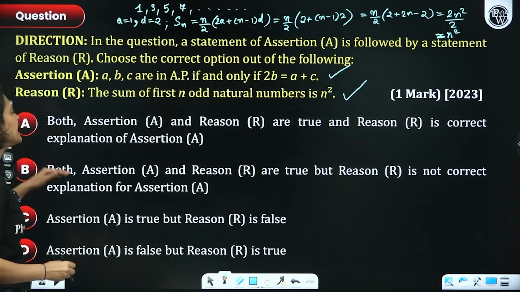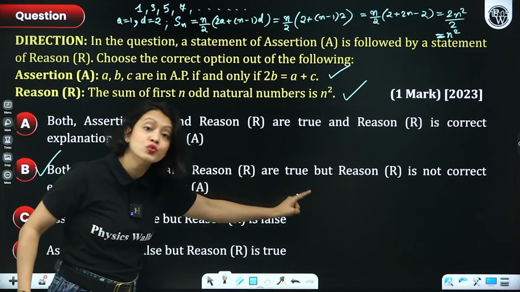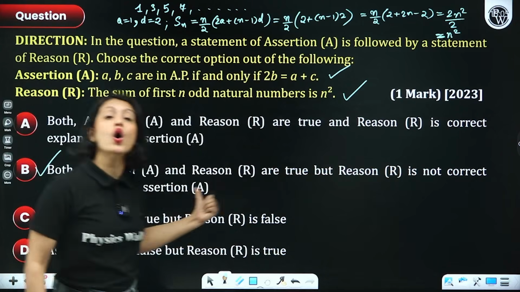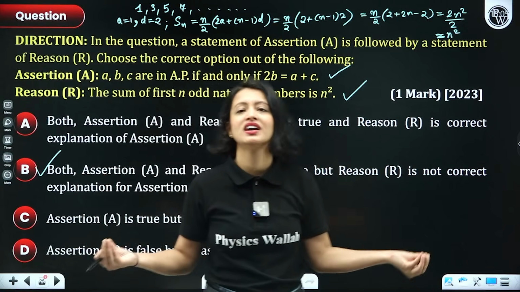So that means the correct answer would be: both assertion A and reason R are true, but reason R is not the correct explanation of assertion A. Reason R is not explaining your assertion A.